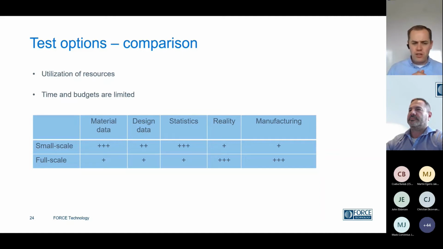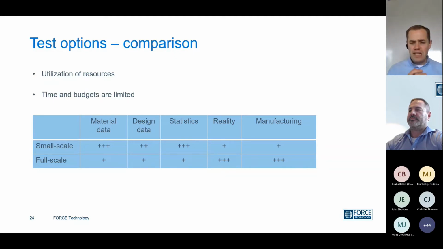For example, small scale tests, as the name suggests, are much smaller and much less resource intensive. So we can do a lot more small scale testing for the same budget than we can in full scale testing. But we are going to be looking at different things. Small scale tests are very good for generating material data, data that actually needs to be used in the design process of a product.